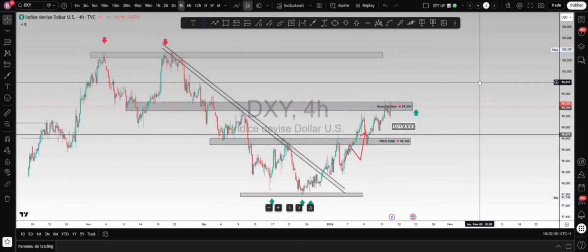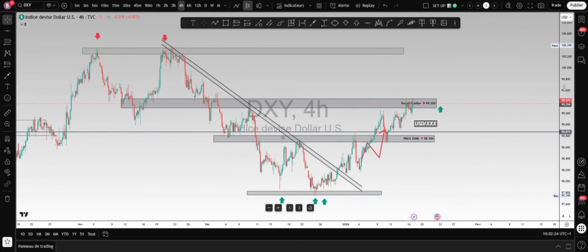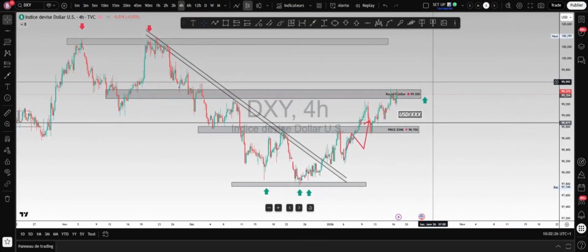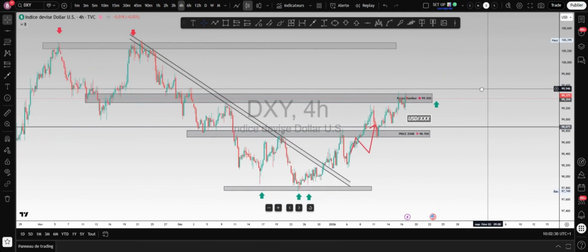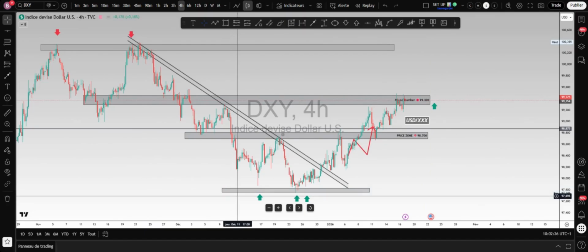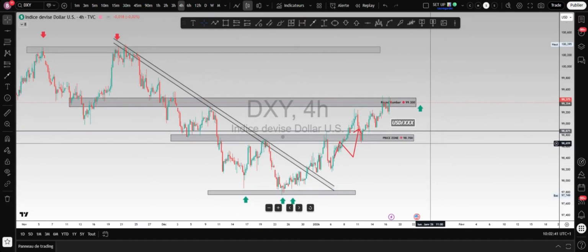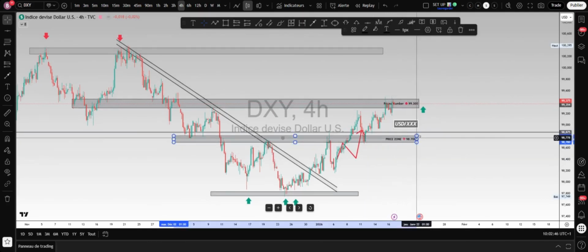Last week I analyzed the dollar index, the DXY. Here we're looking at a 4-hour chart, which means each candlestick represents 4 hours. As you can see here, I drew my resistance, an oblique line. Here I drew my support, and above I marked my price zone. So we're right on the round numbers. We're at the 98,700 level.